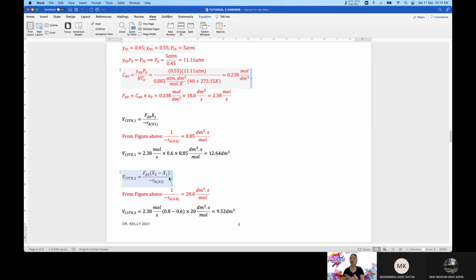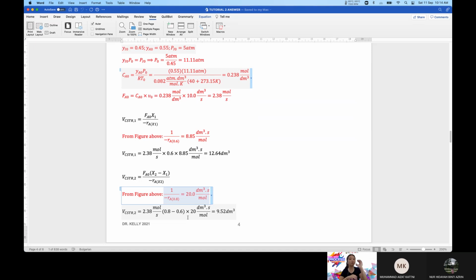In bracket X2 tolak X1. Dalam kes ni dia akan convert from 60 to 80. So X2 0.8, X1 0.6 divided by minus RA at 0.8. So daripada plot, when my X is 0.8, 1 per minus RA saya adalah 20. So I multiply directly with 20. Okay, I will get the volume 9.52. So done for question A.